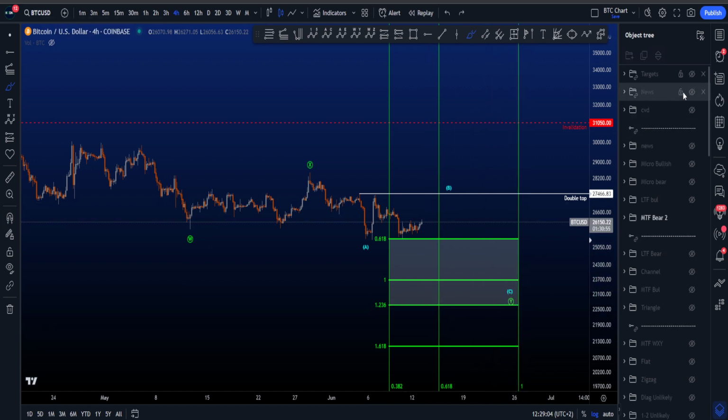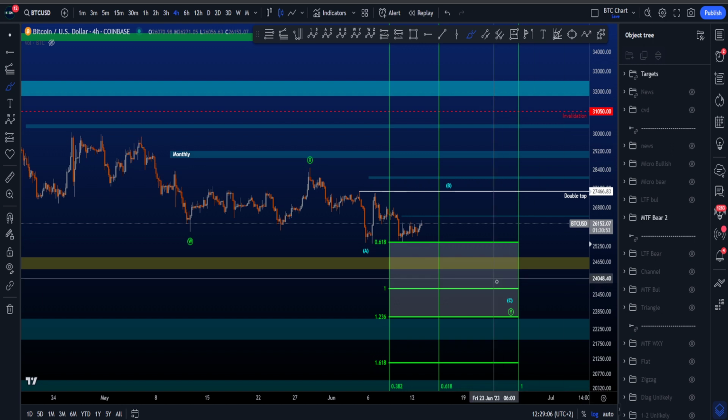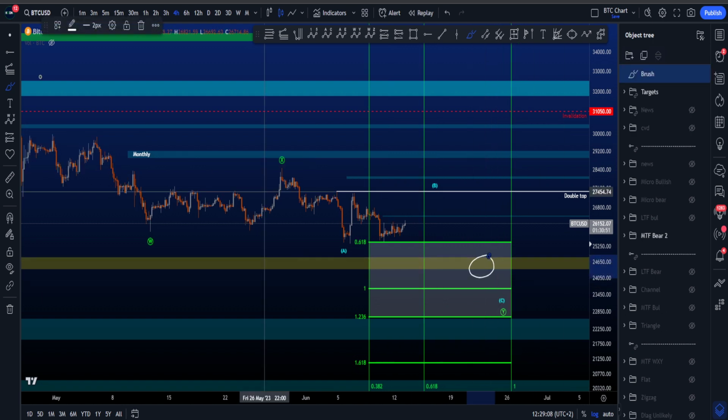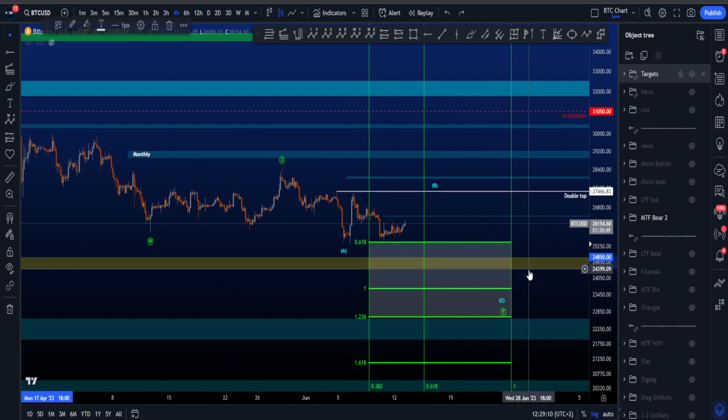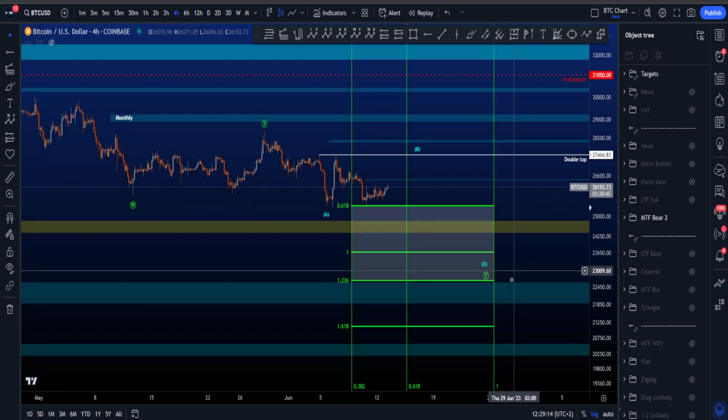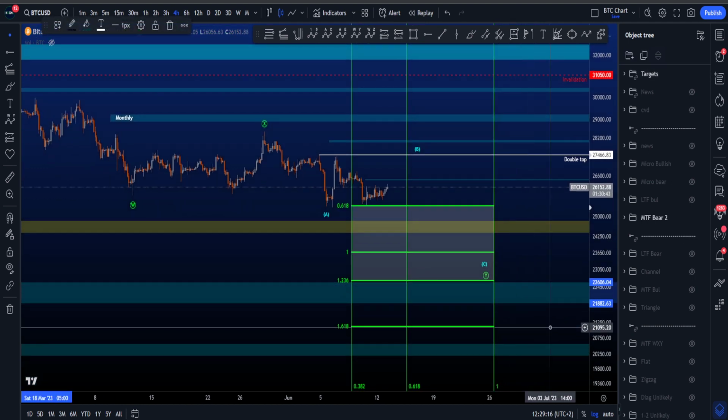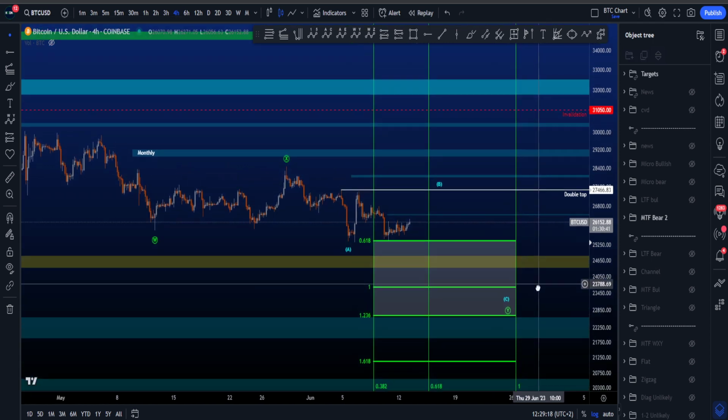And also, if we look at potential support areas for this wave Y, we have a yellow box over here, a support area between 24.850 and 24.3K, and a blue one just a little bit lower between 22.6K and 21.9K.